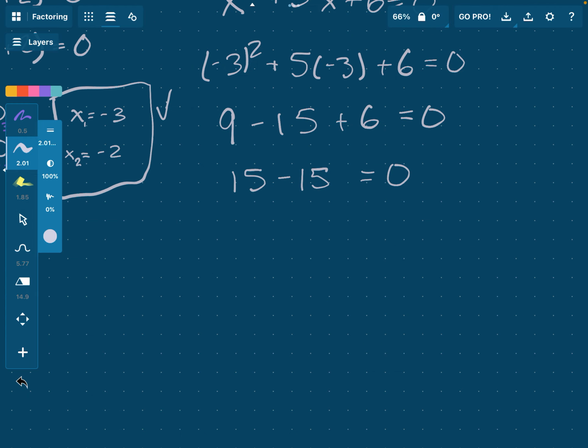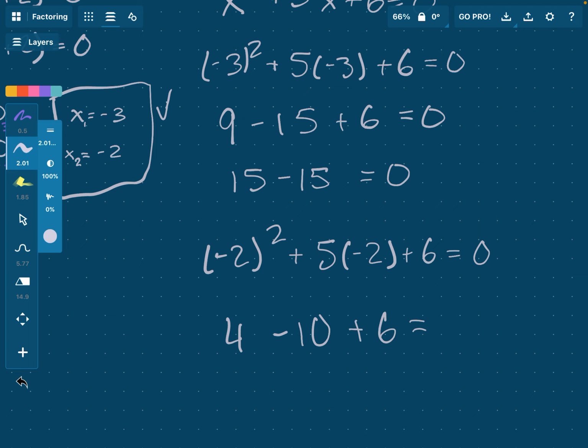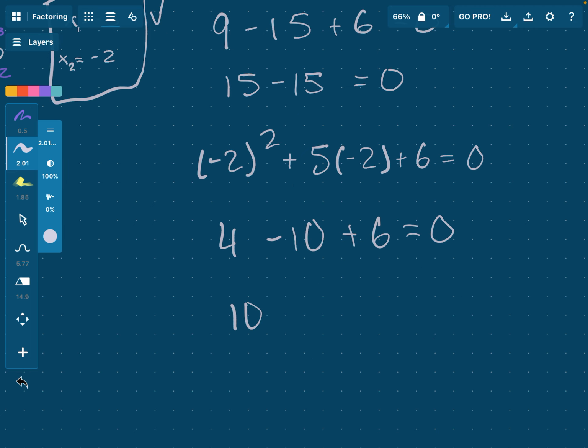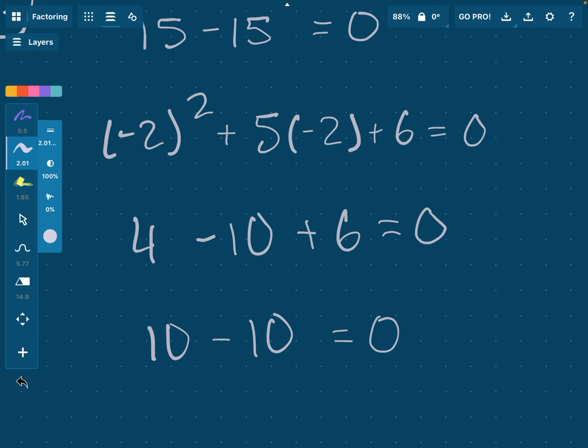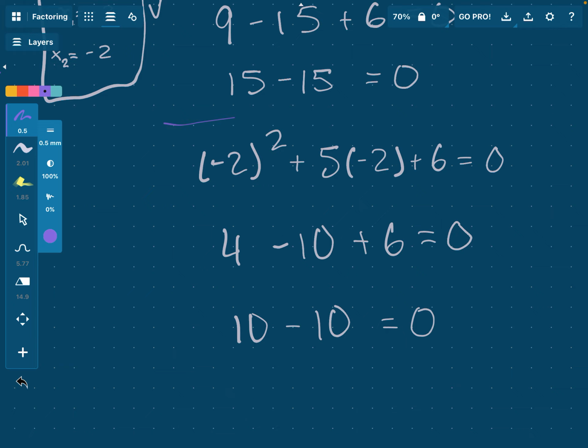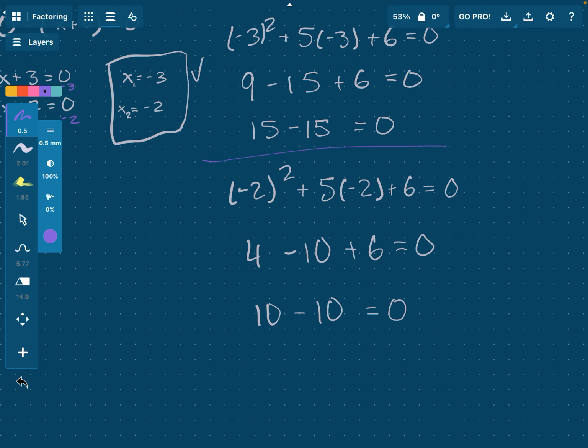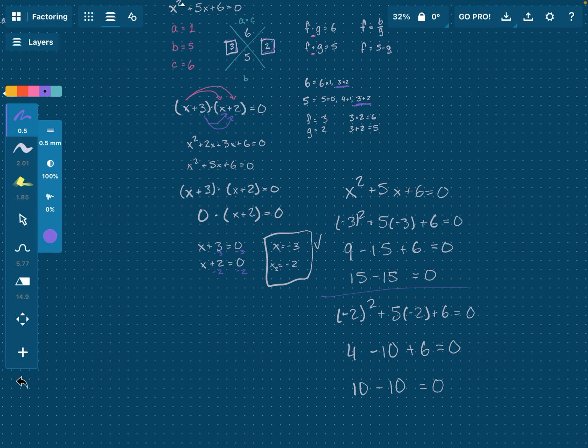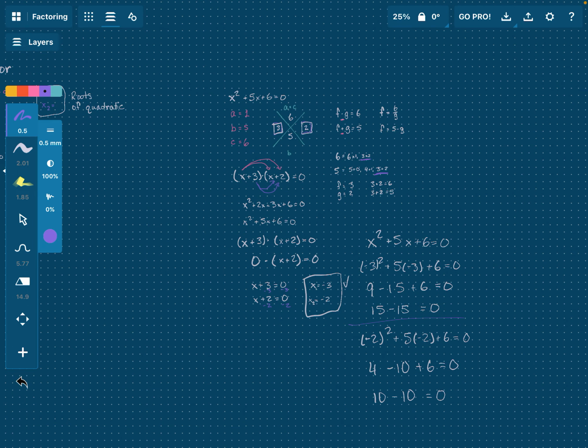Then we're going to try the other one. So here we're going to take negative 2 squared plus 5 times negative 2 plus 6 is equal to 0. Negative 2 squared is 4, and negative 2 times 5 is negative 10, plus 6 is equal to 0. Again, 4 plus 6 is 10, minus 10 is 0. So this is how we check for our two answers, just to make sure that they are correct. Now let's go ahead and move on to another quadratic problem.